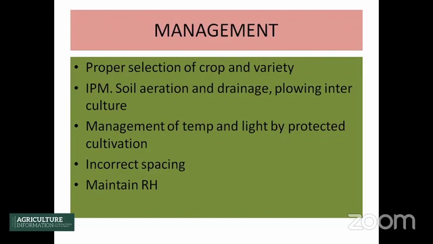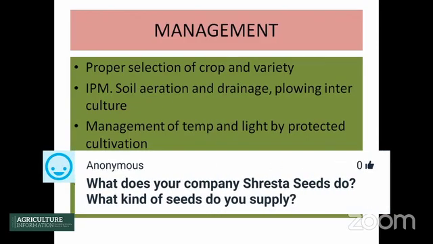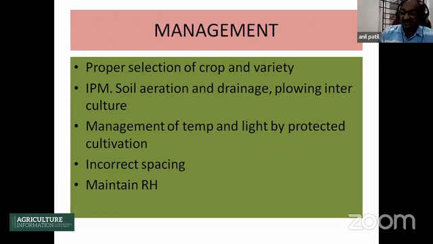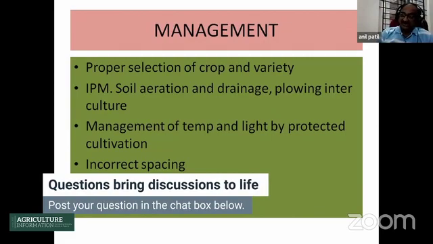Now we have a question about your company. What does your company Shresta Seeds do, and what kind of seeds do you supply? Shresta Seeds is basically a seed company. We are providing technical know-how, hand holding for the farmers, and also supplying all kinds of vegetable seeds. We don't deal with field crops like maize, paddy, ragi, or jowar. Only vegetable seeds we are supplying to the needy farmers.